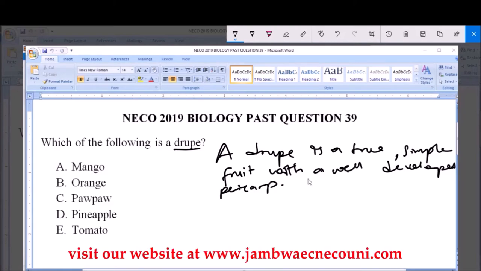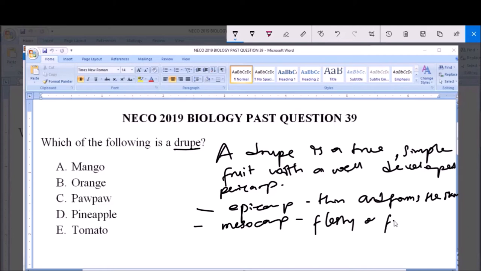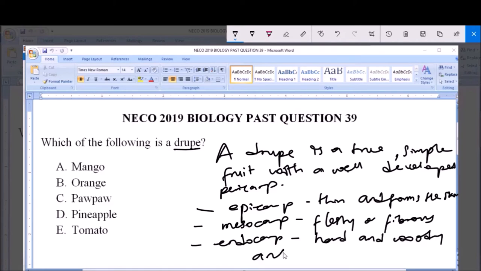Now, a drupe has its epicarp thin and forms the skin. And from the skin, its mesocarp is fleshy or fibrous, and then its endocarp is usually hard and woody, and encloses the seed.